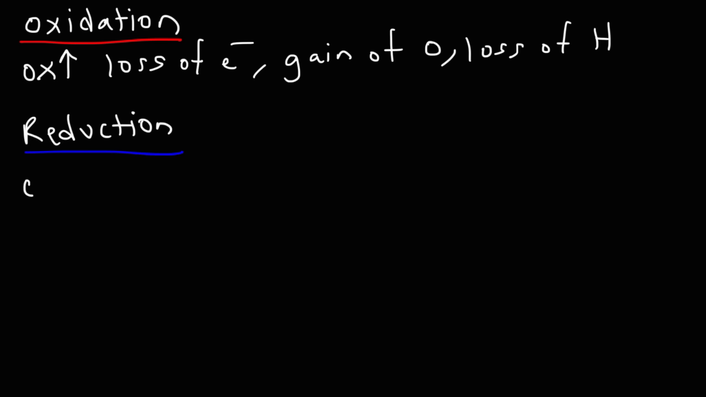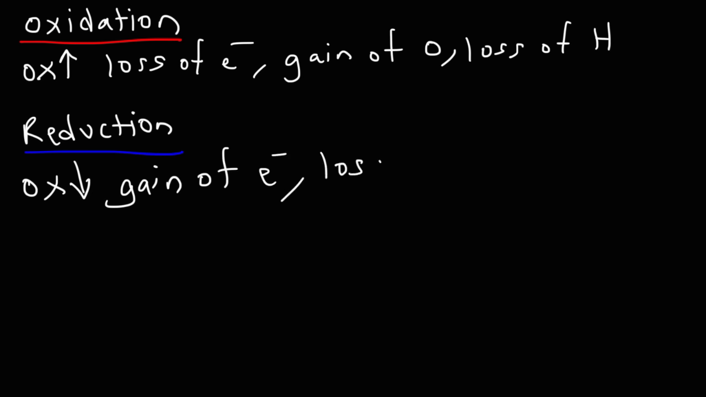The oxidation number or oxidation state will decrease. It's going to be reduced. Reduction is associated with a gain of electrons. It's also associated with a loss of oxygen atoms or a gain of hydrogen atoms.